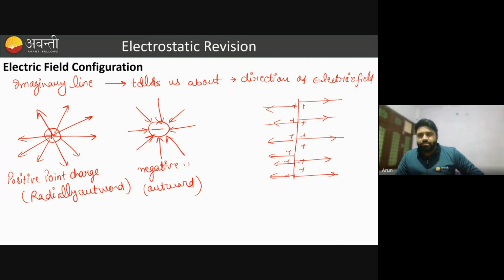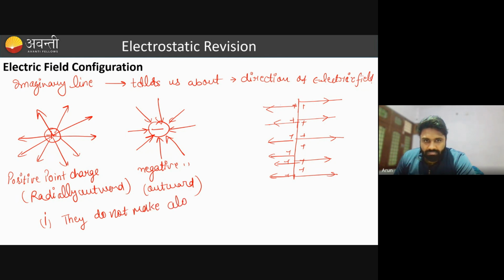So for a line distribution of charge, the electric field lines will be like this, perpendicular to the line. Got it? Now, one of the most important properties of electric field lines is that they do not make a closed curve.